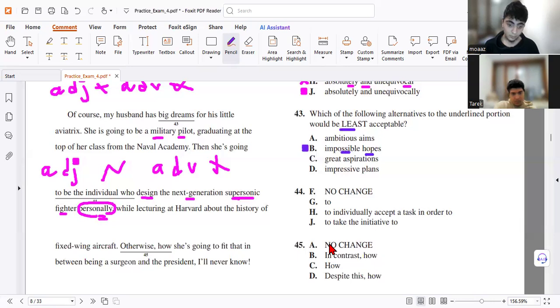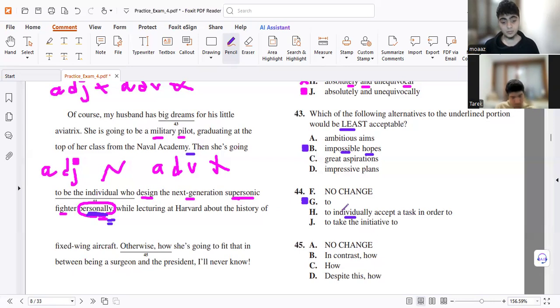No. Wait. Wait. One second. You can make it shorter, but you check the meaning. She is going to design. It's the same meaning if you said to individually accept a task in order to. No. So here is the dramatic language. Why? Because individually means already personally. But you must read it from the beginning to the end. You will find a double meaning for you.